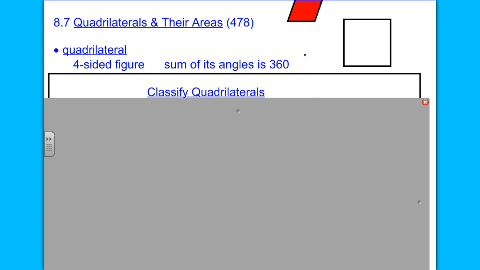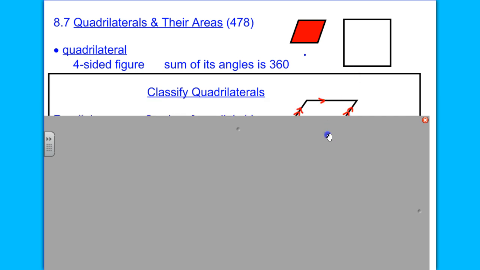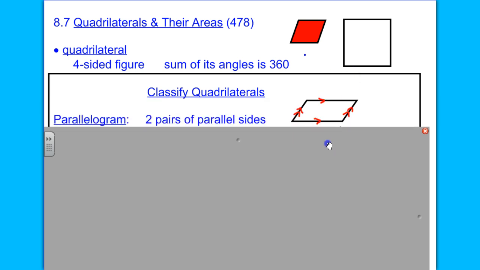The first type of quadrilateral is one that has 2 pairs of parallel sides. So the one we just drew up here has that, 2 pairs of parallel sides. Sometimes they look more like this red figure here. This also has 2 pairs of parallel sides. So we would call these kinds of quadrilaterals what? It begins with a P. Good job, parallelogram. 2 pairs of parallel sides.